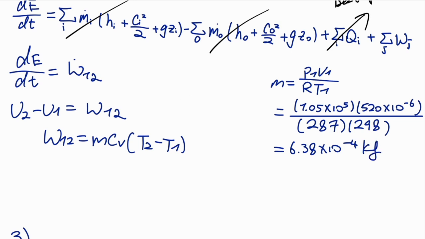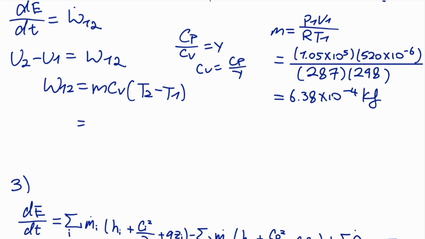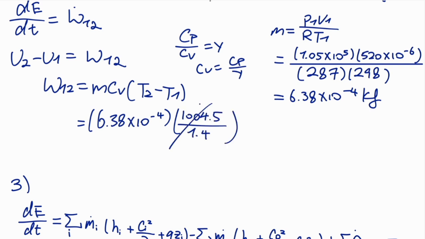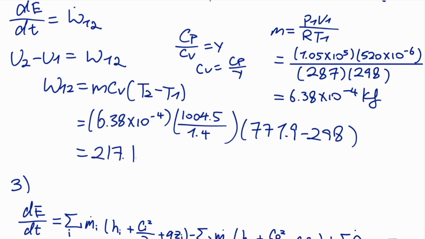Perfect. And Cv itself, remember, Cp divided by Cv is equal to gamma. So we can say Cv is equal to Cp over gamma. Now let's write all of this down. 6.38 times 10 to the negative 4 times Cp over gamma. Cp is, of course, 1004.5 divided by 1.4. This number is something like 717, I think. It might be given to you, it might not be. Just always remember this equation for yourself. This times 771.9 minus 298. This finally gives us 217.1 joules.